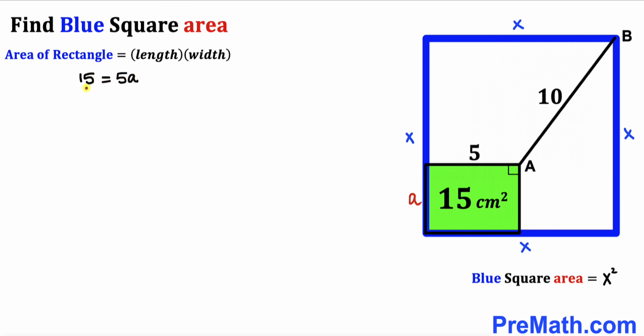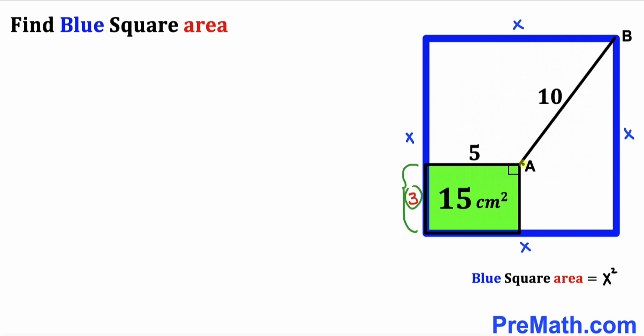So we got 15 equal to 5 times a. Now we are going to divide both sides by 5 to isolate a. Here we can see this 5 and 5 is gone. So our a value turns out to be 3 centimeter. If this side length of the rectangle is 3, then this other side is going to be 3 centimeters as well. And in this next step, I have extended this horizontal line all the way to this point.